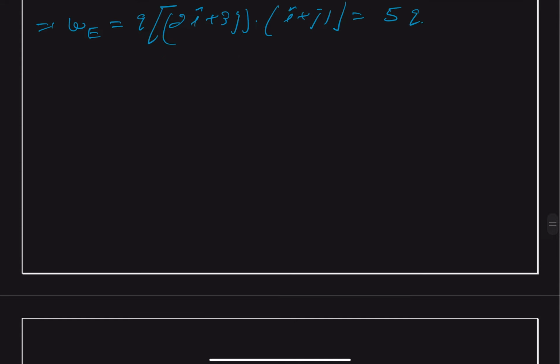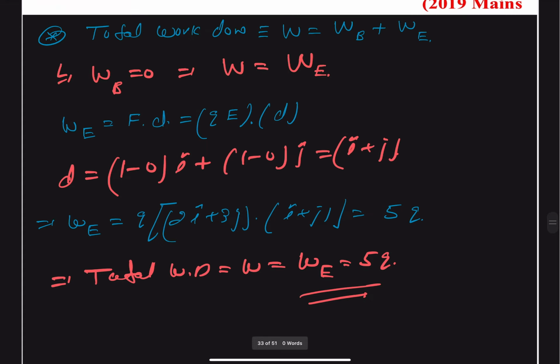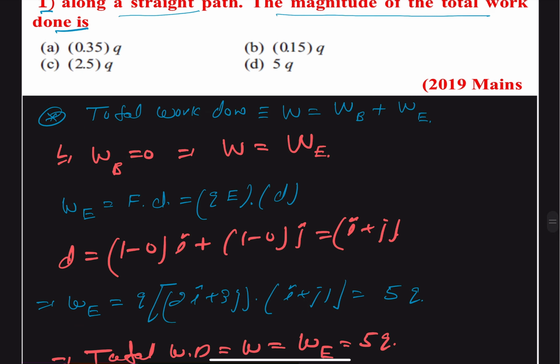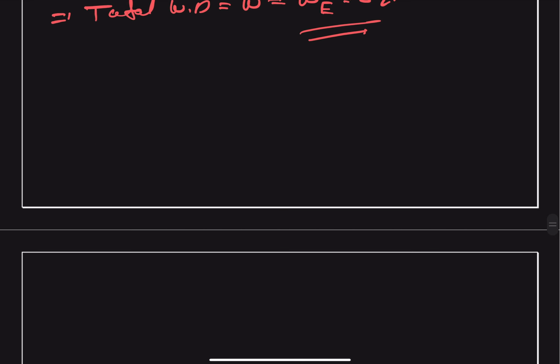Therefore, total work done W is equal to W_E, and this is equal to 5 times Q. So option number D is the correct option.